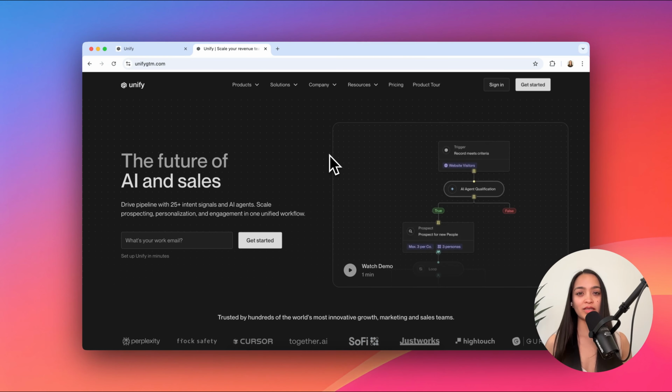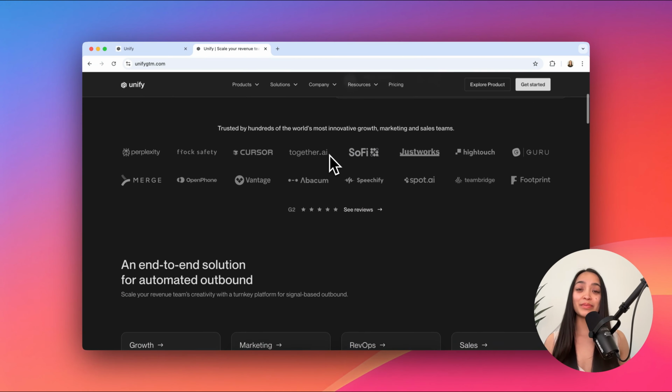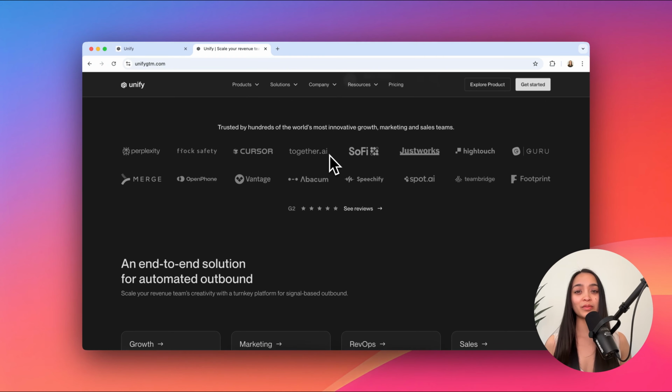Unify is an all-in-one system of action for go-to-market teams. It's a way for you to intelligently automate your outbound so that you can reach out to people that are visiting your website at the right time with the right message. It's also a way for you to reach out to people in your territory, accounts going to conferences, and so much more. Unify is trusted by some of the fastest growing companies in the world to book hundreds of meetings a month by running automated outbound plays at scale.